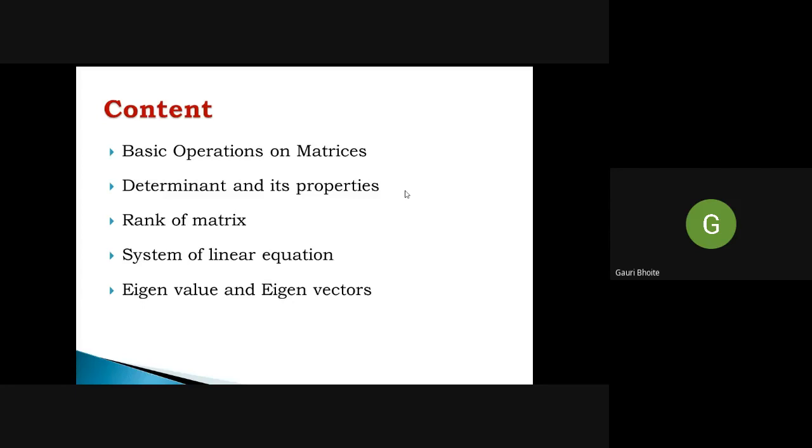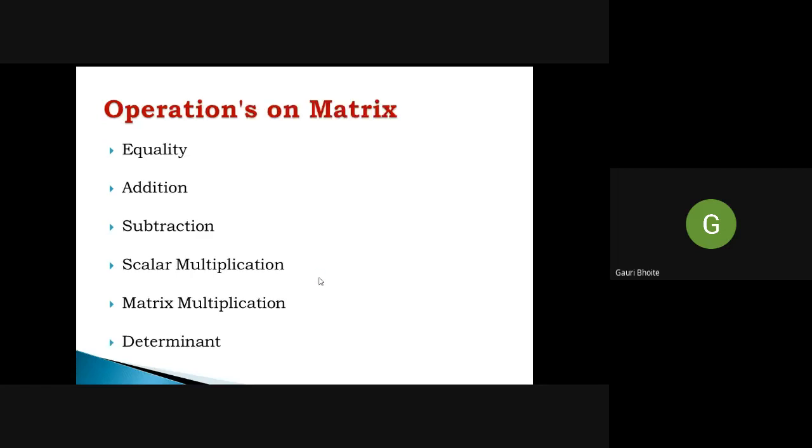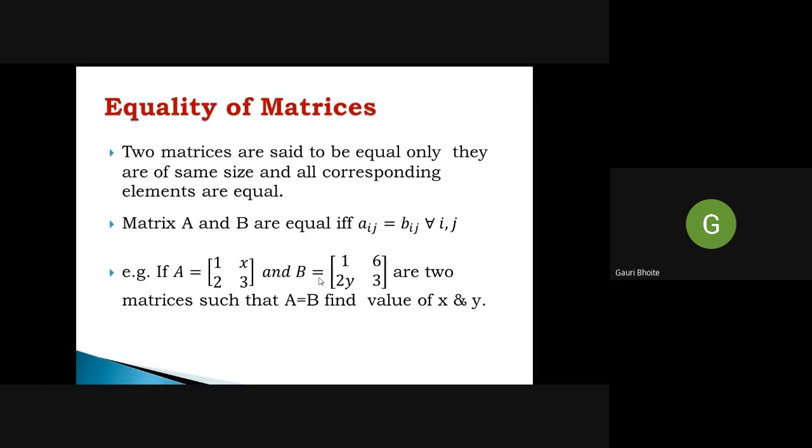So what we'll see in today's lecture: some basic operations of matrices, then I will revise a few properties of determinant. We already saw much of these two yesterday. Then the next important part is rank of the matrix. Then by using the rank concept, we solve systems of linear equations, and the major part of linear algebra is eigenvalues and eigenvectors. So first, what are the operations on matrices? Equality of two matrices, addition, subtraction, scalar multiplication, matrix multiplication and determinant. I will revise them quickly.